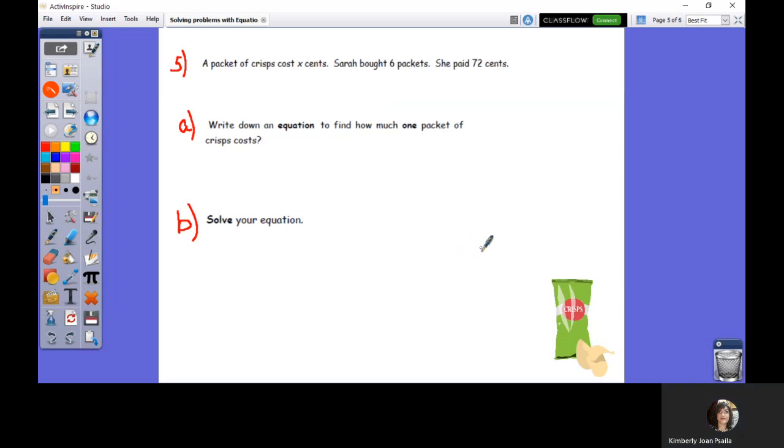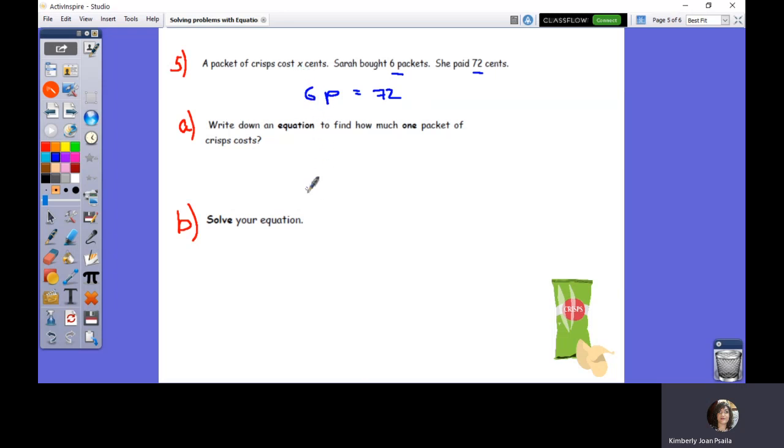Okay, example 5. A packet of crisps costs x cents. Sarah bought 6 packets and she paid 72 cents. So here we know that 6 packets is equal to 72 cents, right? So write down an equation to find how much one packet of crisps costs. What do you have to do here? So we know that a packet of crisps costs x cents. So one packet costs x.